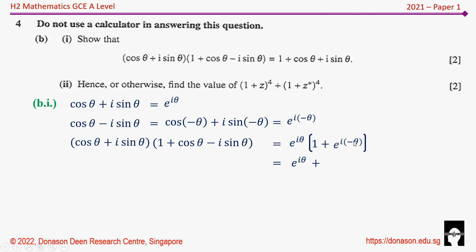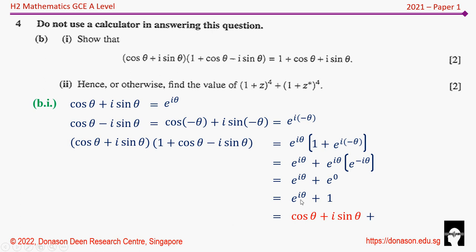By the rule of indices we can add the powers together; I've just copied it down here without simplifying. So e to the power of i theta multiplied by this. Now the next step is to add the two powers together, e to the power of i theta plus minus i theta, which is going to reduce to e to the power of 0, because i theta minus i theta is 0. Anything to the power 0 is of course 1. So it is 1 plus e to the i theta plus 1. That's what the left hand side simplifies into.